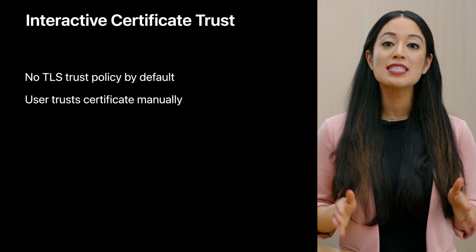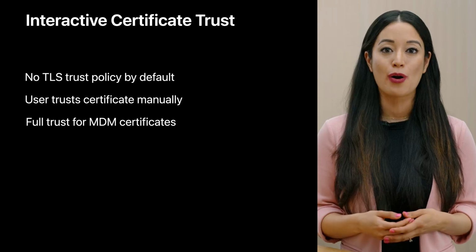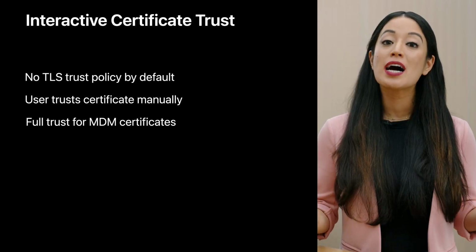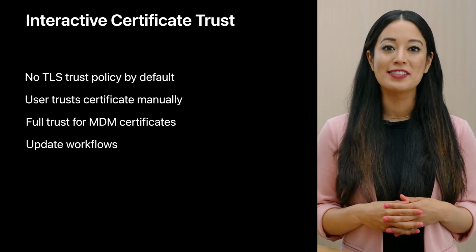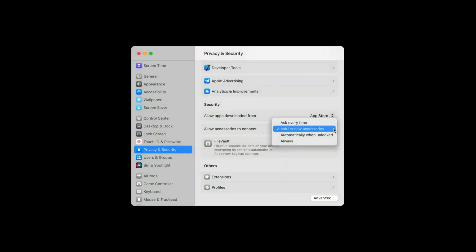Note, we will still continue full certificate trust if it's a certificate embedded in an MDM profile, but be sure to update any workflows if it involves interactive certificate installation. Next, allow accessories to connect on macOS aims to protect our customers from close access attacks. Supported on portable Macs with Apple Silicon, the initial configuration is to ask the user to allow new Thunderbolt or USB accessories even when unlocked.